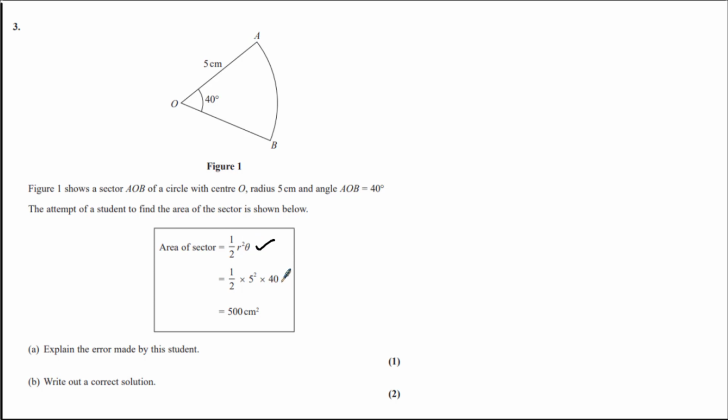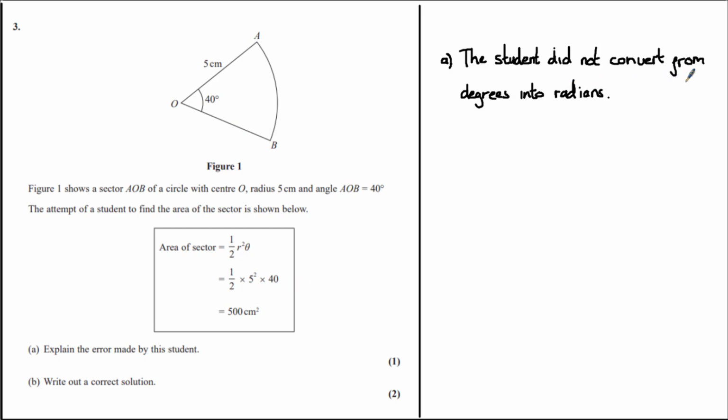And here is where the error is, and it's one that's typically made by students. When you use the formula half r squared theta to find the area of a sector, you must ensure to convert from degrees into radians. So the error that the student has made is that the student did not convert from degrees into radians.